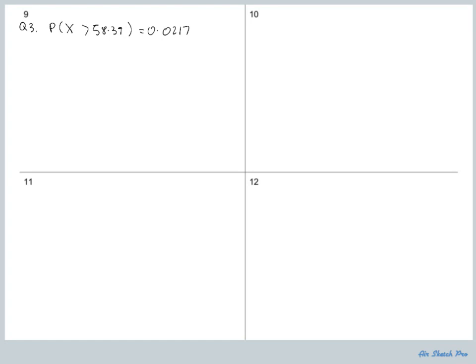So the first thing I would do is work that out to be, therefore the probability of x less than 58.39 is equal to 1 minus that, 1 minus 0.0217. Oh my gosh, you should see what's happening on my screen here. It's not pretty.